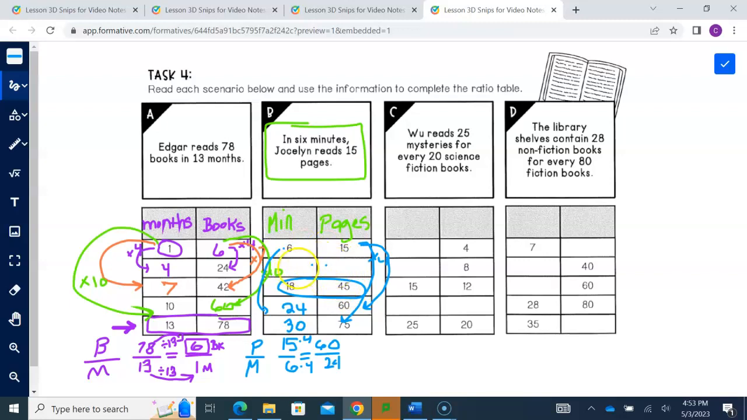Okay, now we've got to figure this out. For this one, we're just going to notice the pattern in the table, that this is going up from 15 to 45, 45 to 60, it went up by 15. It went up 30 here, 15, 15. So I see this pattern of we're trying to go up by 15 every step.